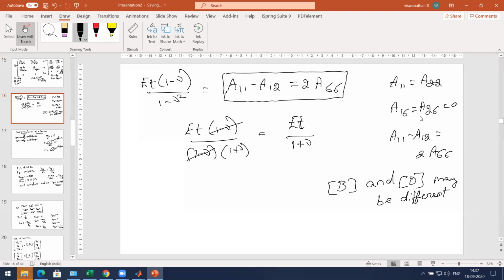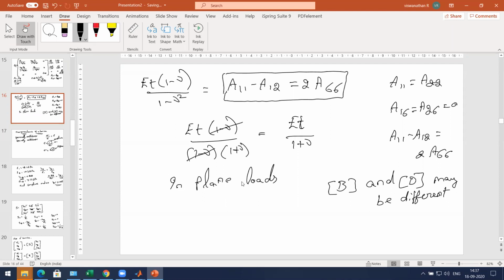then we can say that when you apply extensional stresses, that is in-plane loads, I'm talking about in-plane loads. What do you mean by in-plane loads? That is, you don't apply any bending. Bending is out of plane. In plane means it's only the tension or compression.